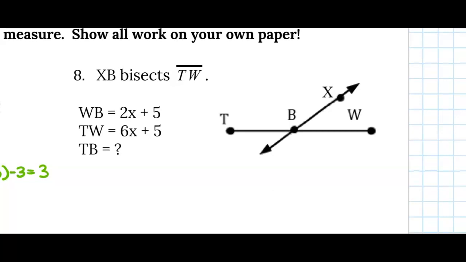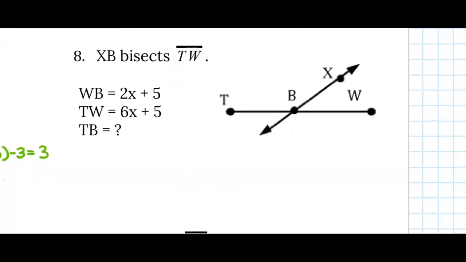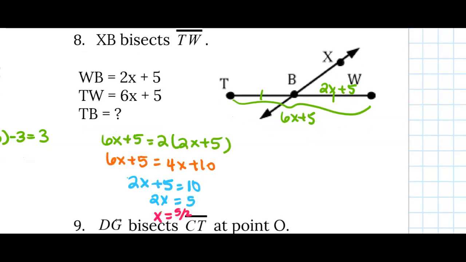Taking a look at number 8, we have that XB bisects TW. So that means that BW is congruent to TB. WB, they've told us, is 2x plus 5. And TW, they've told us, is 6x plus 5. Go ahead and try and work this one out on your own, and then check back. You should have worked it out and found that x is equal to 5 halves.